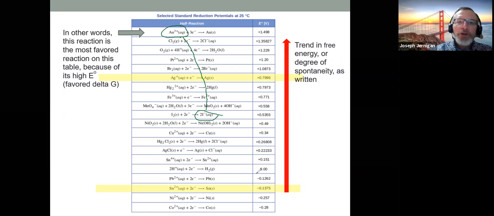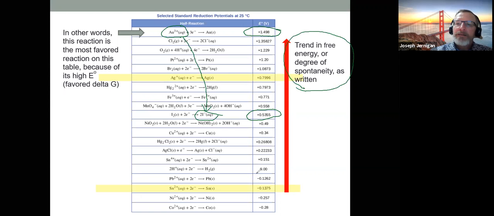Let's say we put our gold 3+ in that solution with I-, okay? What do you think is going to happen? The hint on that is, look at where iodide, the half cell for its associated half reaction, is located relative to this one. And keep in mind this little arrow I've got, the trend in free energy.